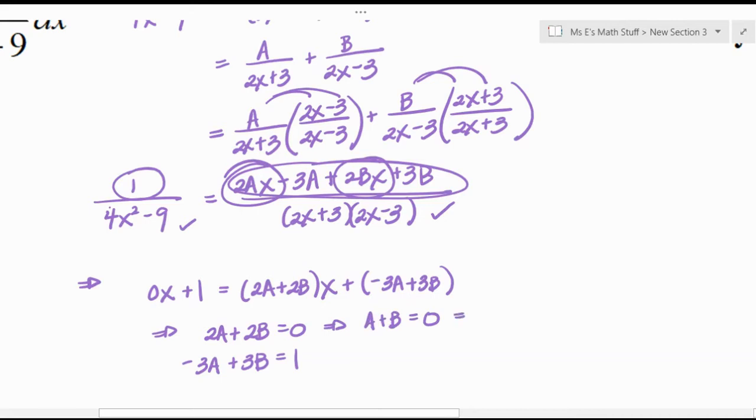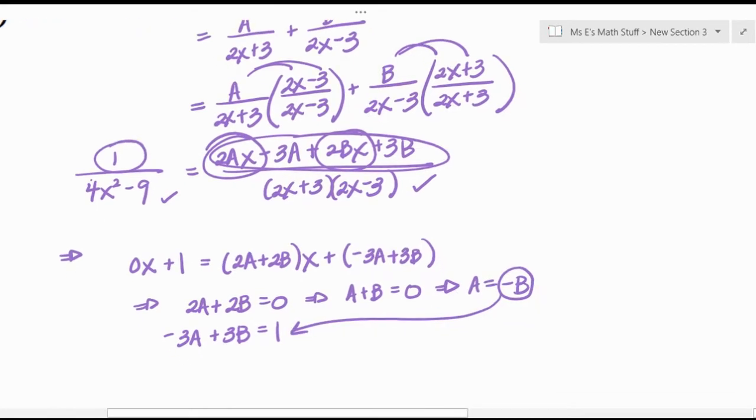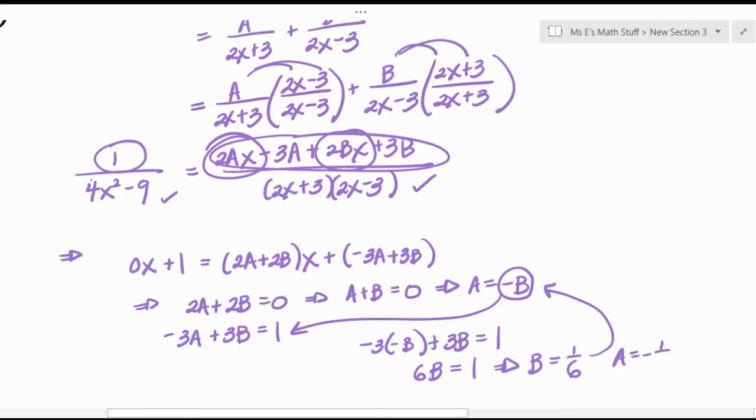And then I'll just show substitution instead on this one. So I'm going to subtract the B over. So A is the same as the opposite of B. And then you take this and sub it in for A in the second equation. So we would end up with negative 3 times negative B plus 3B equals 1. So it looks like we'd end up with 6B would have to equal 1, which means B would have to equal 1/6. Since B is equal to 1/6, back substitute in up there, and you'd find out that A would have to be negative 1/6.